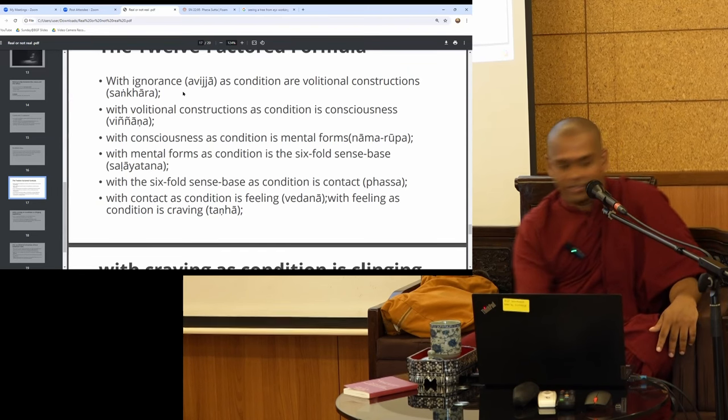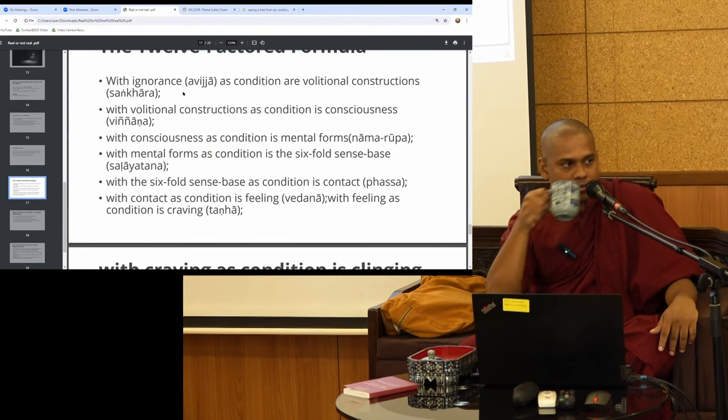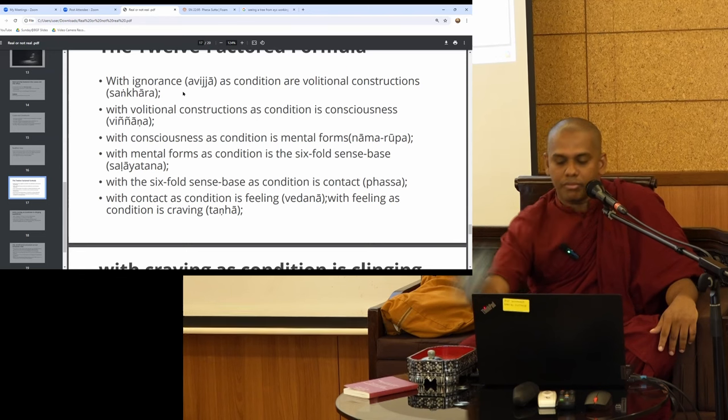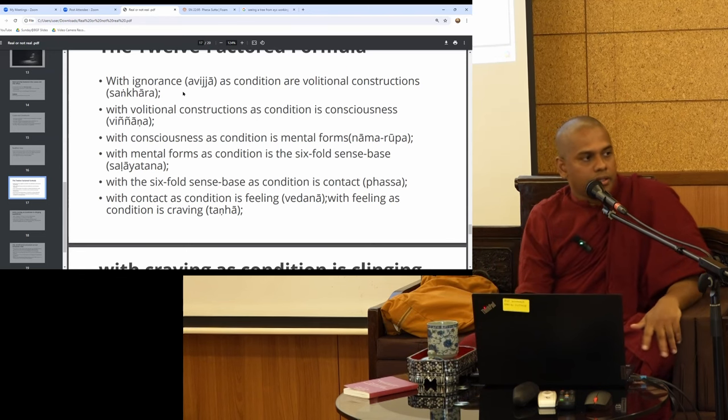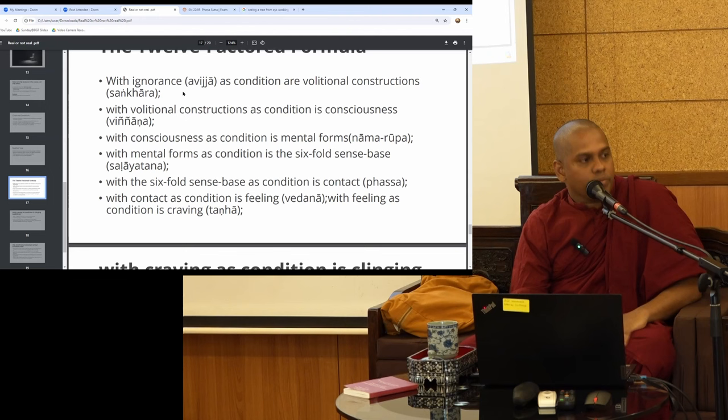These five aggregates, this understanding is something that we try to do intellectually, we're trying to understand them. Is this something that we're also going to try to understand on the cushion? Or is it only the emptiness of it that we concentrate on?